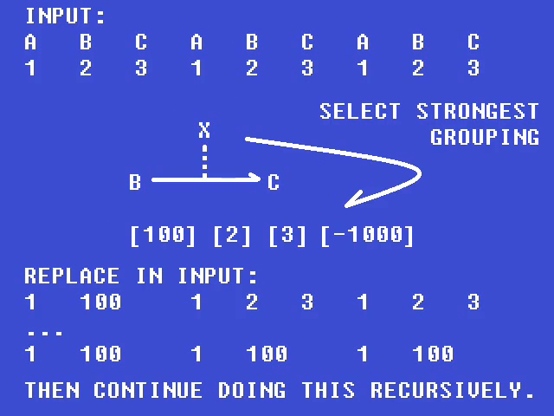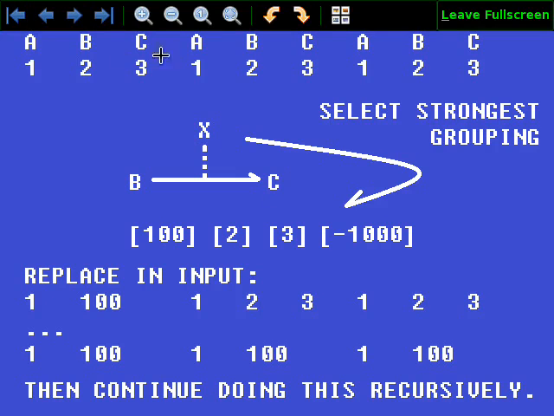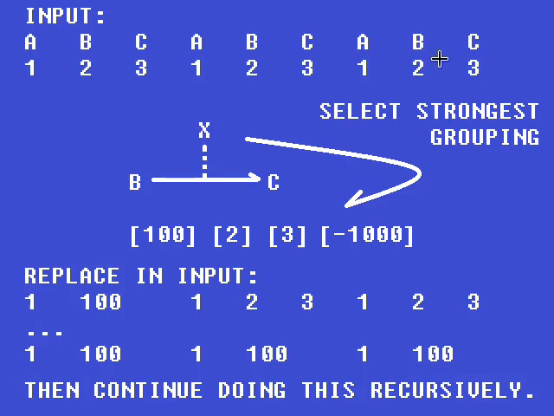Alright, let's go to the next one. So, now that we know that, what do we do about it? How do we use this knowledge in order to structure the input? Well, let's say that the input is really A, B, C, and A, B, C.